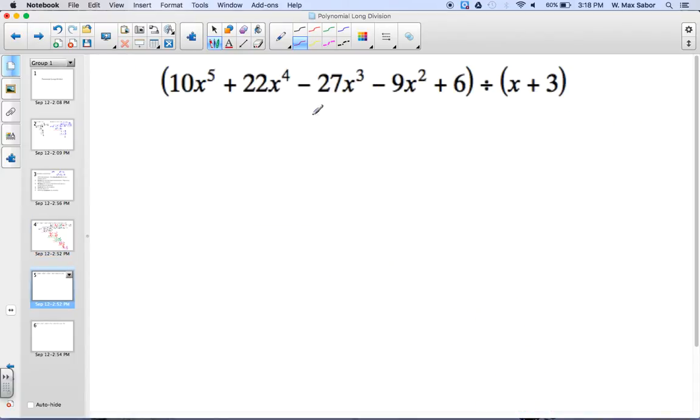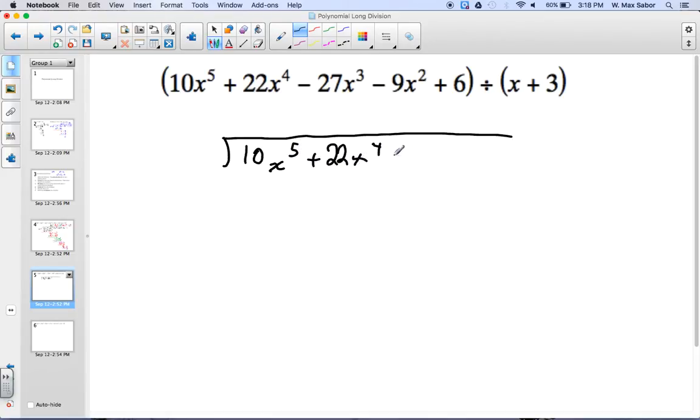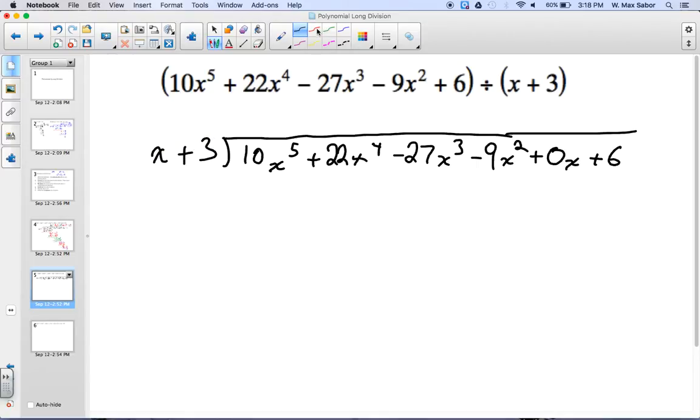Next example. This one is very similar. However, there's a trick in this problem, and hopefully you can find it. Here's the trick. We need to put a 0x there. Because there's no linear term listed, we can't just jump from the x squared term to the linear term. We have to write that linear term. The process is going to be identical.